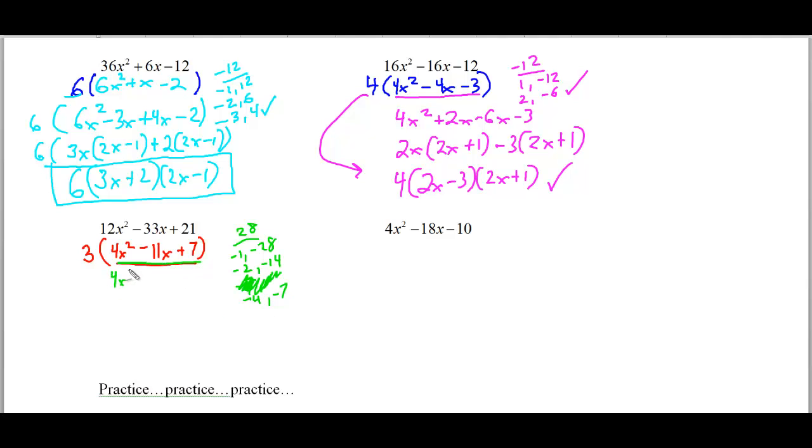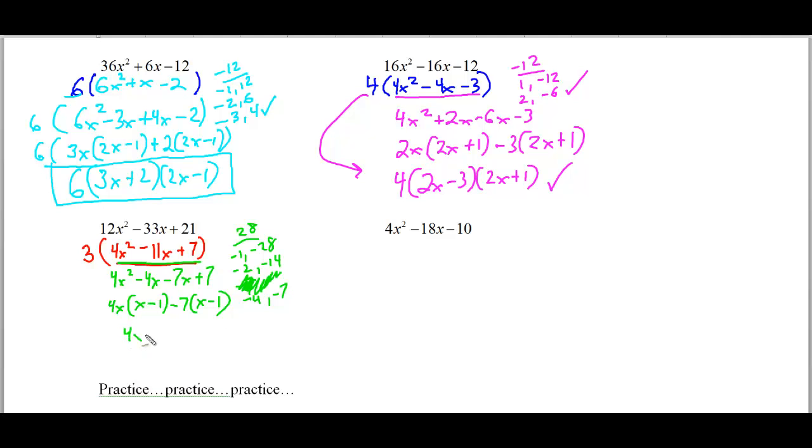So this is 4x squared minus 4x minus 7x plus 7. What do I remove from the first two terms? 4x, which leaves me with x minus 1. What do I remove from these two terms? Negative 7, which leaves me with x minus 1.